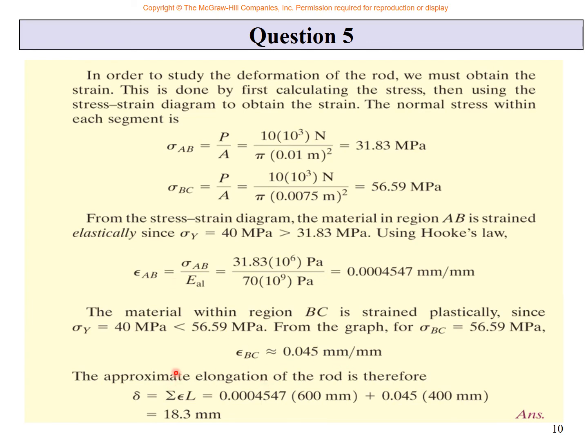And we know that strain is delta L upon L. So delta L, the change in length, is the strain times the total length. In one part, you see this is the value, and AB is 600 millimeter long. In the other part, this is the strain, and it is 400 millimeter long, right? So the strain into the length, and therefore this is the total elongation. So this is the solution of this question.